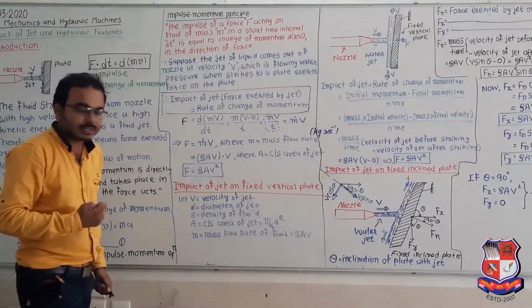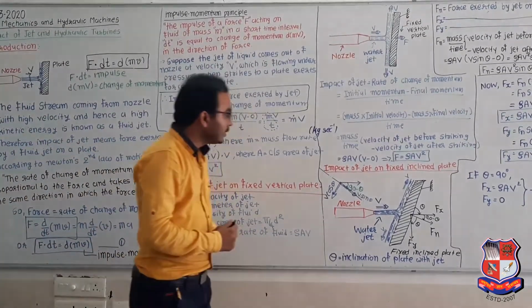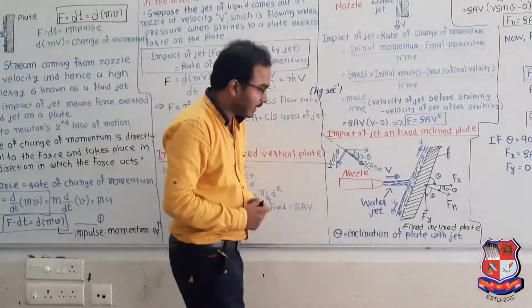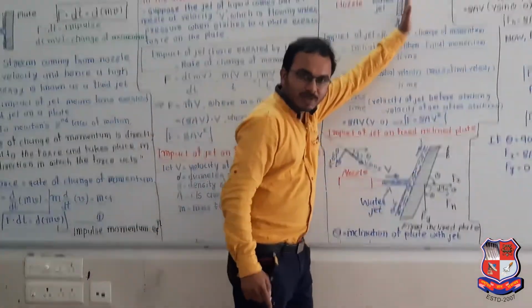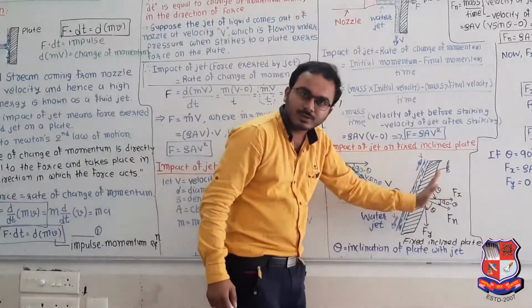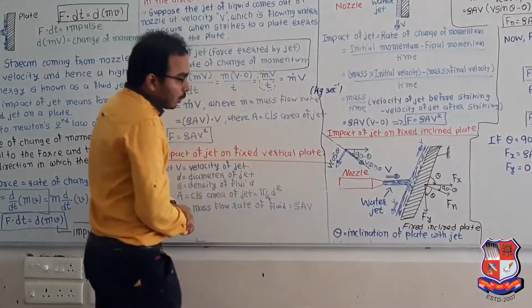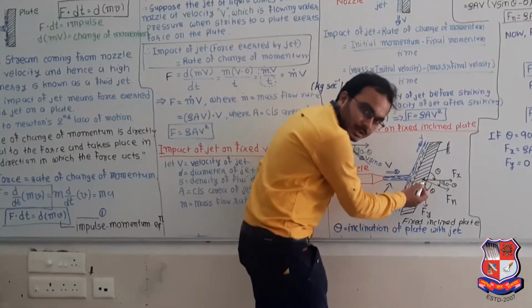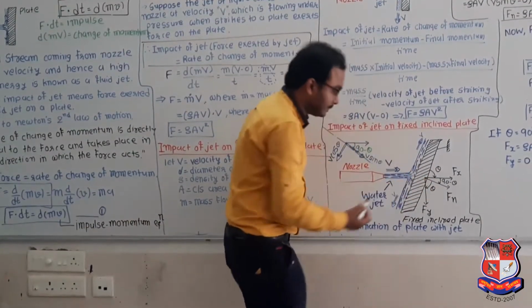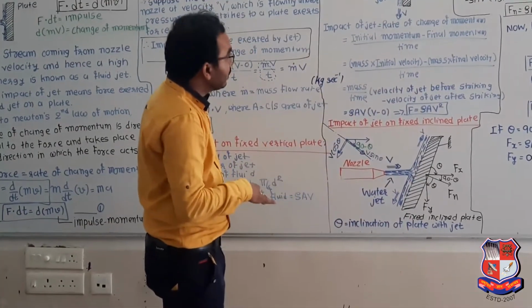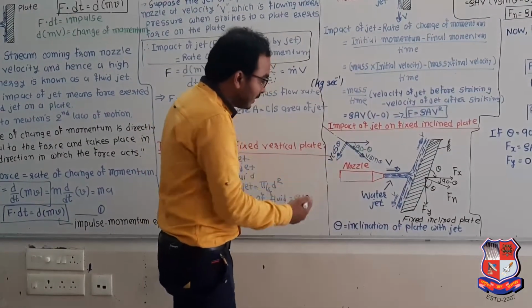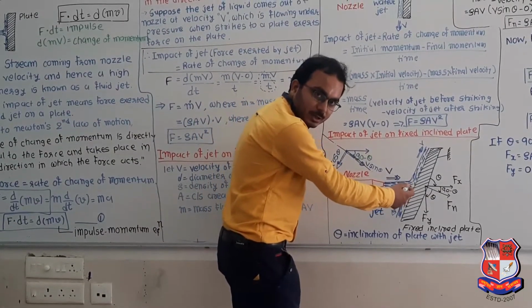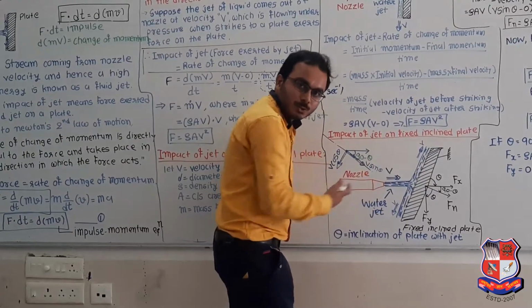Now we will go into our next topic, which is slightly complex, which is impact of jet on fixed inclined plate. Here it was purely vertical, now this plate will be inclined with some angle. So what is the difference over here? That this plate is inclined with an angle of theta. So other things will remain almost same, that out of nozzle water is coming out and it is striking this plate, and then fluid is going into two directions.